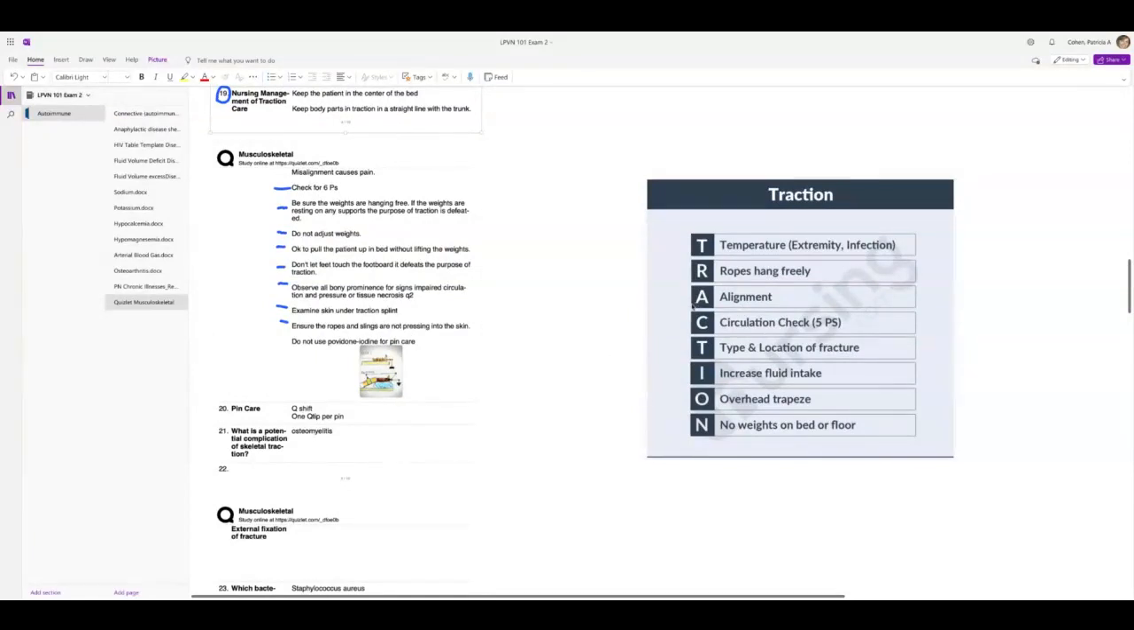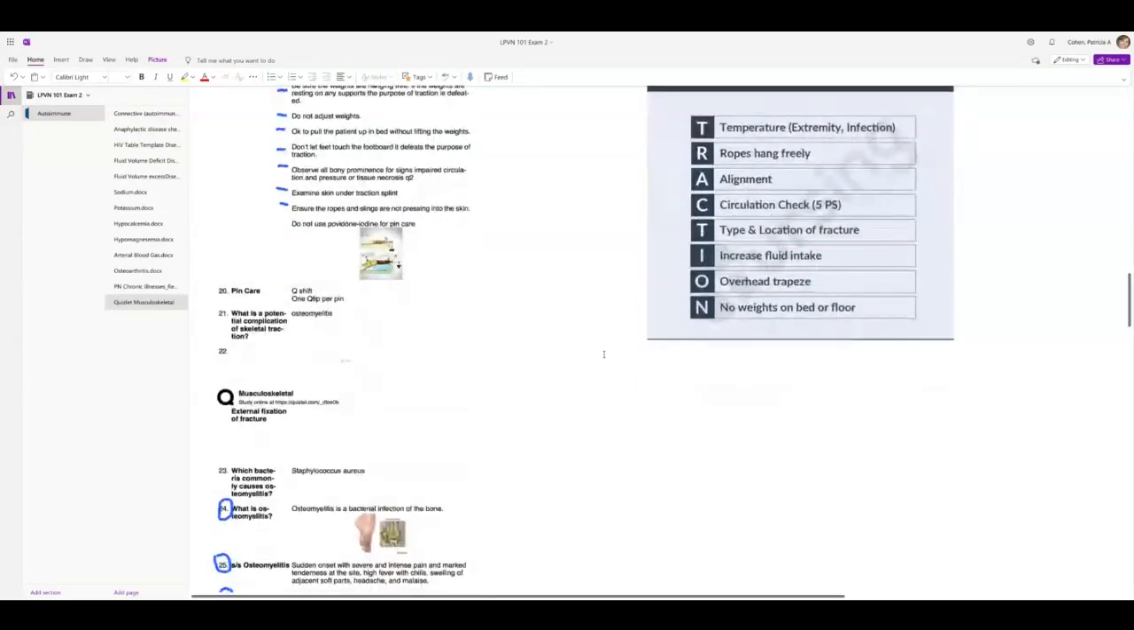Check their extremity for infection, okay? If somebody has skeletal traction, they're at high risk for osteomyelitis. They'll get a really high fever and they'll be complaining of really bad pain at the pin site, and it'll be tender, red, swollen, all those things. Osteomyelitis, that's infection of the bone, correct? It is.